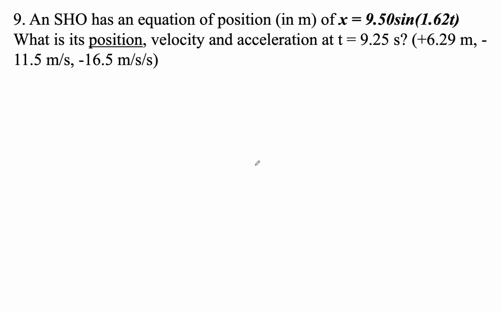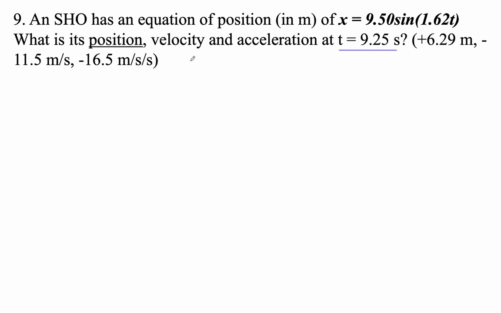A simple harmonic oscillator has an equation of position in meters of x equals 9.50 meters sine 1.62 t. What is its position, velocity, and acceleration at 9.25 seconds? Well, we can figure this out, okay?